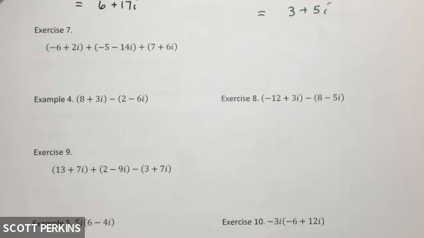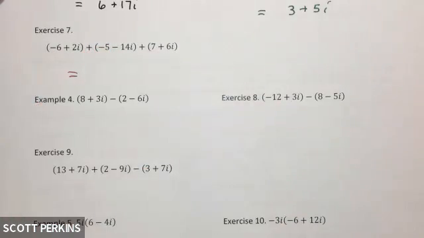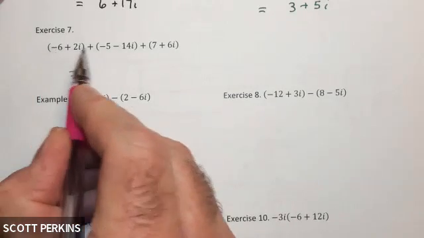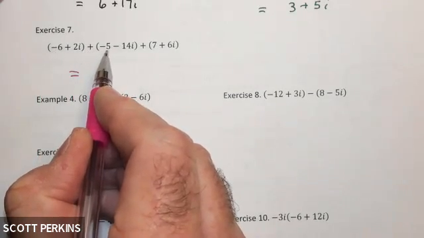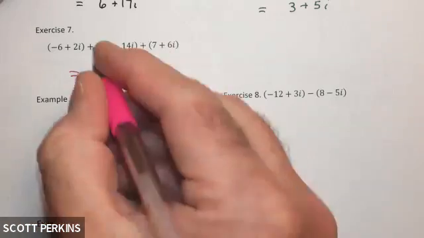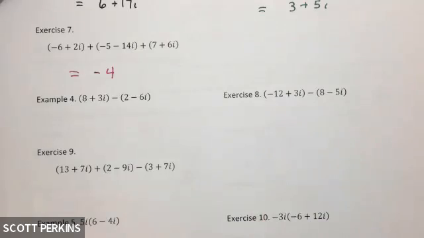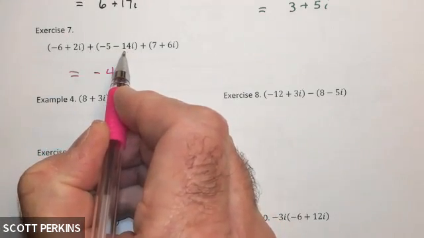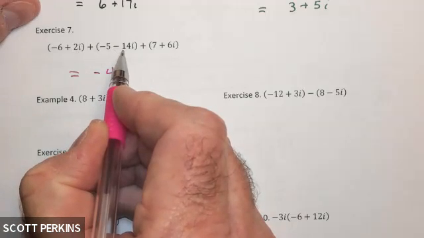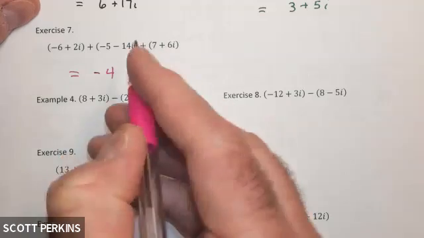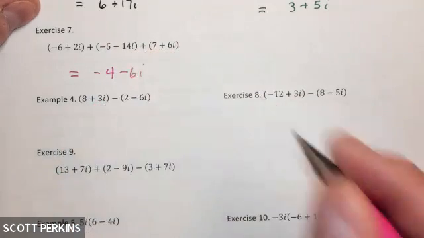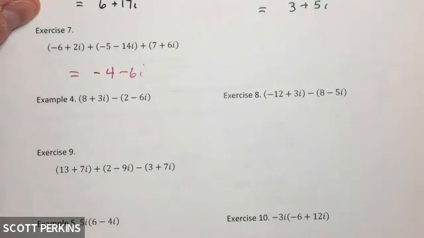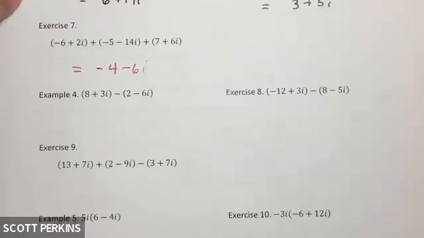All right, so I'm just going to add my real parts. I'm going to add my imaginary parts. So again, it's all addition. So -6 plus -5, that's -11, plus 7 turns out to be -4. That's my real part when all is said and done. Then my imaginary parts, 2i plus -14i, that's 2 plus -14 is -12, plus 6 becomes -6i. Good? All right, well, subtracting is next then.